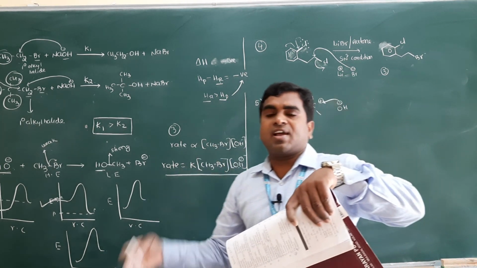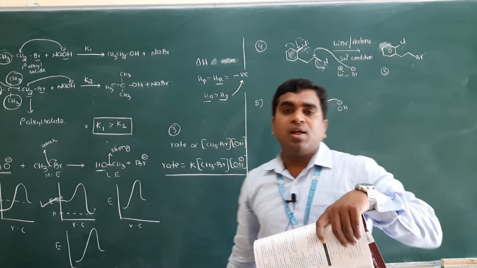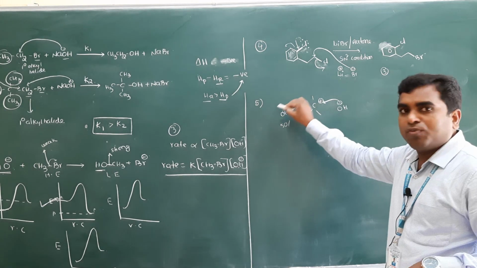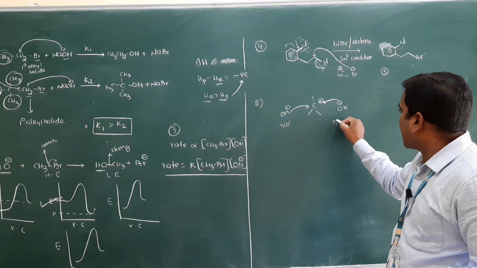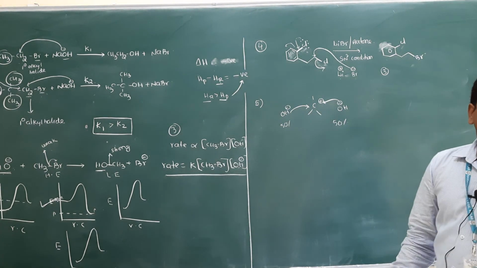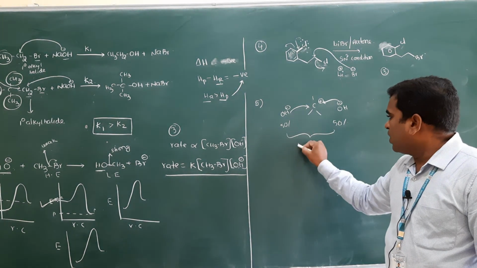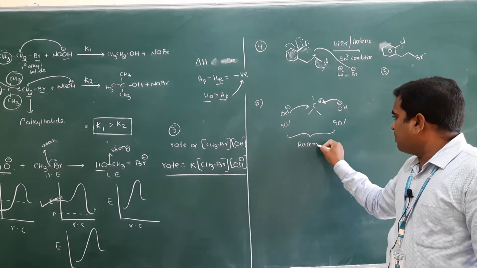Planar means it can attack from the front side or it can attack from the back side. So there is a 50% chance of the nucleophile attacking from the front side, and another 50% chance of it attacking from the back side. Then what will we get here? We will get the racemic mixture.